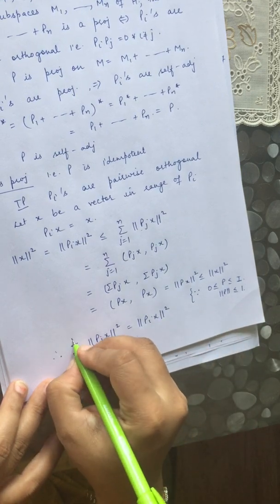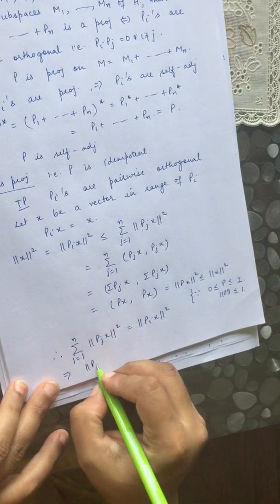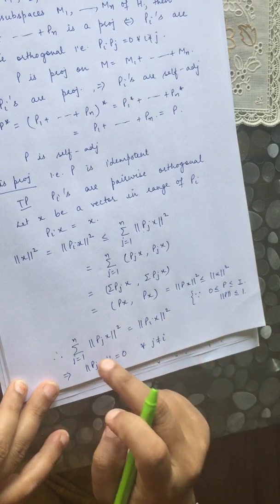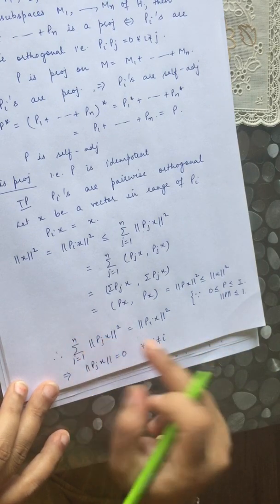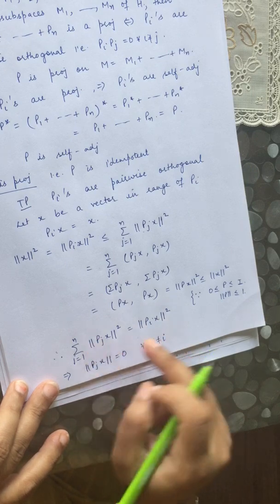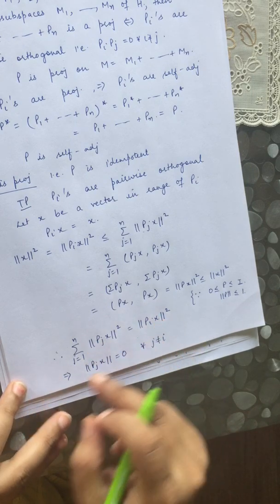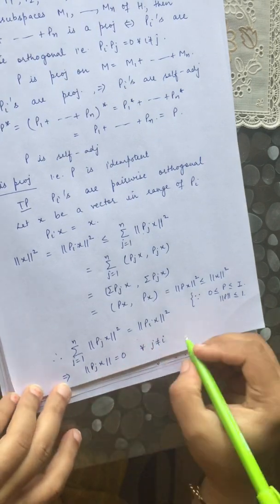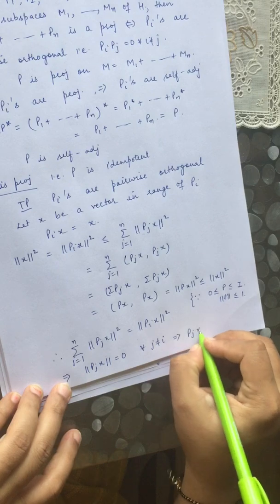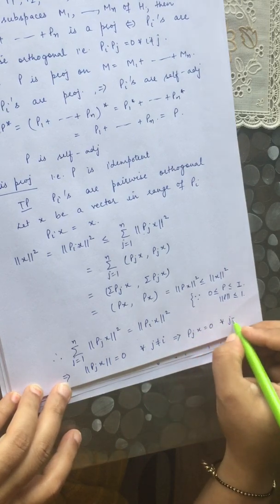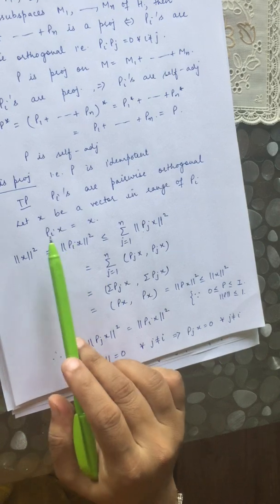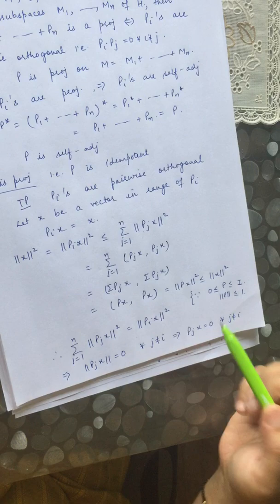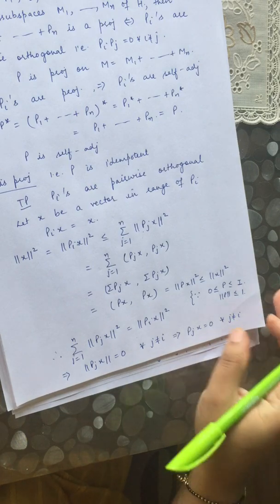This is from 1 to n. So it means norm of Pjx is 0 for all j not equal to i, because here we are taking the sum from 1 to n, and here we are taking only the ith term. So if this sum is equal to just the ith term, that means all other terms in the summation are 0. So it means Pjx is 0 whenever j is not equal to i. So we have assumed here x is a vector in the range of Pi, and we have proved Pjx is 0 for all j not equal to i.